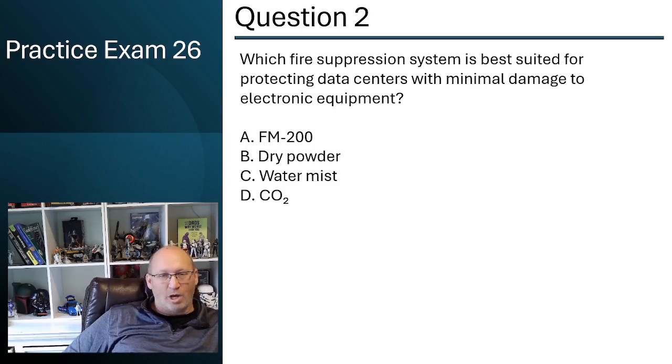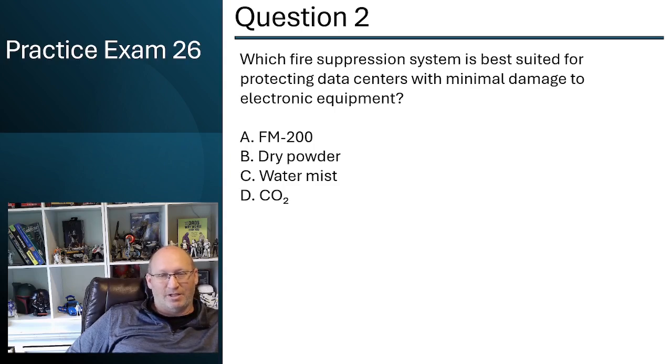Then we have C, water mist. Water mist, of course, is highly effective for cooling and suppressing fire, but unsuitable for electronics. Not something we would want in our data center, especially because of water damage, right? That leaves CO2 and FM200 as the top answers on this one. Which one do you think?